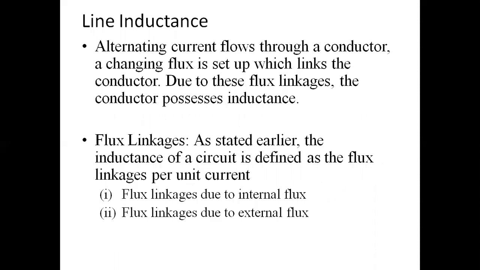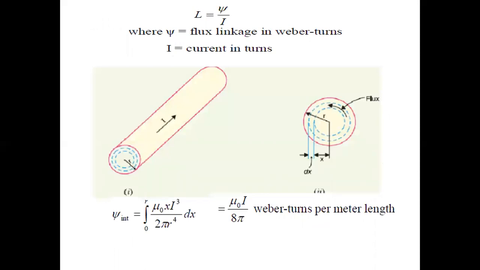Next is the line inductance. When an alternating current flows through a conductor, a changing flux is set up, which links the conductor. Due to the flux linkages, the conductor possesses inductance. So, the current flowing through this conductor is I. Due to that current I, the flux established in this conductor is phi. Then the self inductance of the coil L is equal to N into phi by I.